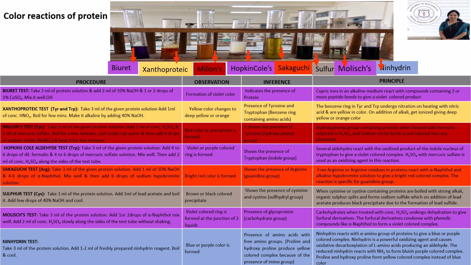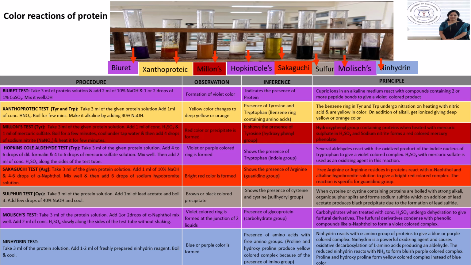Now this indicates the presence of aromatic amino acids, mainly phenylalanine, tyrosine and tryptophan, and the reacting group is the benzene ring. The principle behind this test is that the benzene ring present in phenylalanine, tyrosine and tryptophan undergoes nitration when heated with nitric acid, and these are yellow colored derivatives. On addition of alkali, these yellow colored derivatives get ionized and result in the formation of deep yellow or orange colored compounds. Phenylalanine, tyrosine and tryptophan are both glucogenic and ketogenic amino acids.